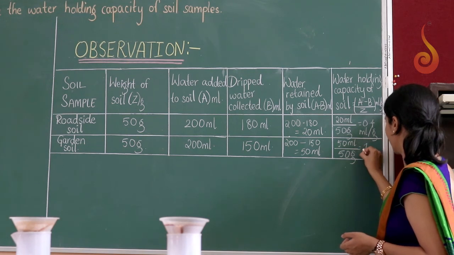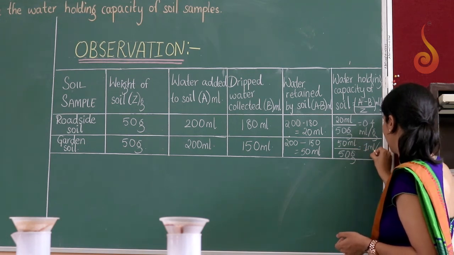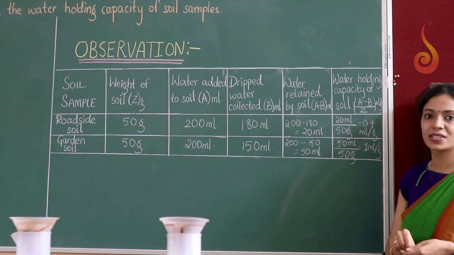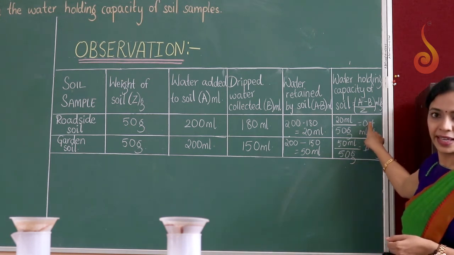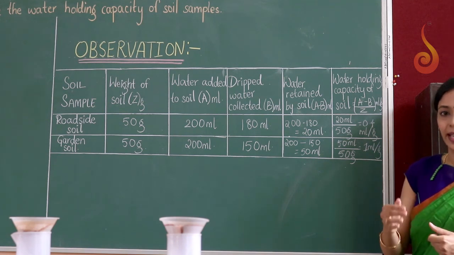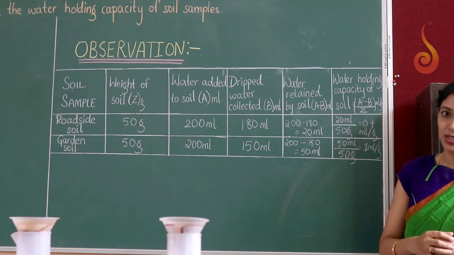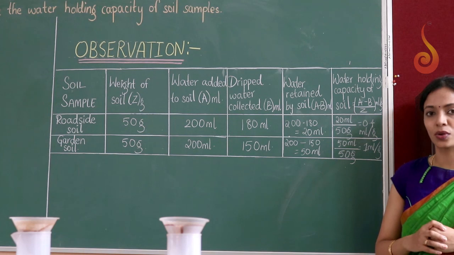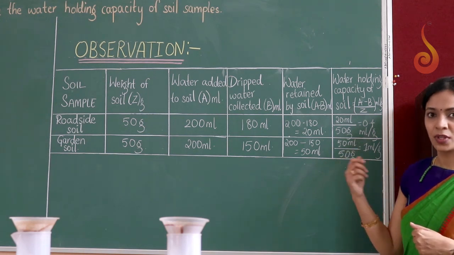Here, for the second sample, it is 50 ml water retained and 50 grams the initial weight, which is going to be 1 ml per gram. Obviously, 1 is greater than 0.4. Therefore, the water holding capacity in the second sample, which is the garden soil, is greater than the water holding capacity in the roadside soil.